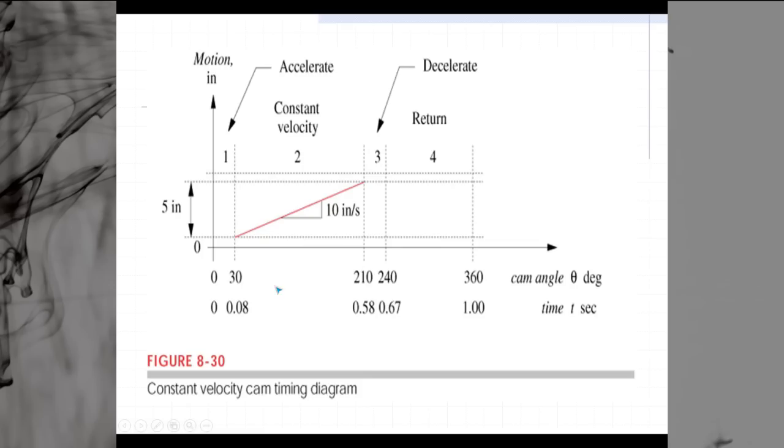Here we have what could be called a constant velocity CAM timing diagram, where we see the acceleration phase here, then we have a constant velocity phase which takes place over 180 degrees of CAM rotation. Then we have a deceleration phase which is 30 degrees. So the 30 degrees of deceleration and the 30 degrees of acceleration both have the same beta. And then we have a 120 degree return phase, where after we have decelerated, we return back ready to accelerate again and begin our constant velocity section.